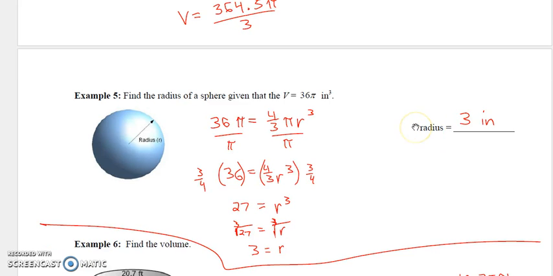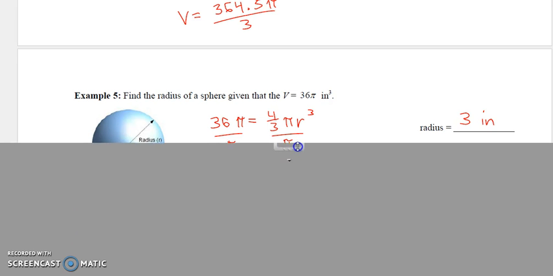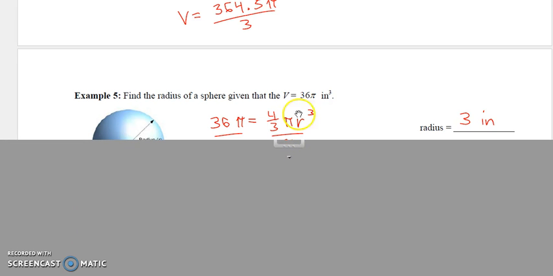Now, this one's a little bit different, okay? In this one, we're going to give you the volume, and then we want you to find the radius. Well, the volume is 4/3 pi r cubed. So you write that out, but instead of putting V, you're going to put what they told you V equals, which is 36 pi. And now we're trying to solve for r. We're trying to find the radius.